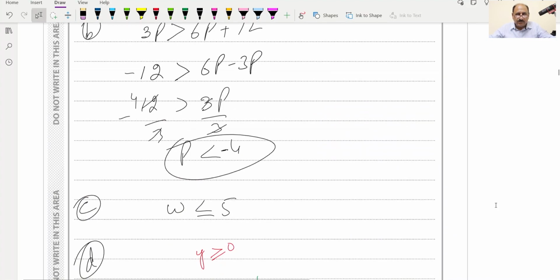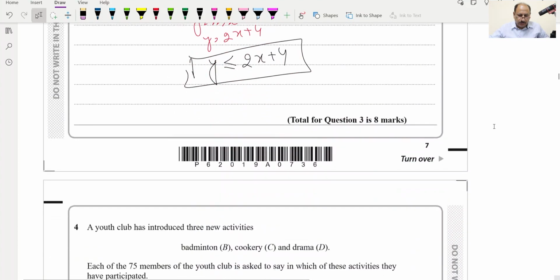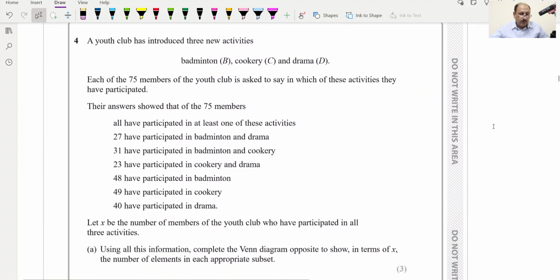So we are done with this question also. Now we can move to the next question, which is question number 4. Question number 4 says a youth club has introduced 3 new activities: badminton B, cookery C, and drama D. Each of the 75 members of the youth club is asked to say in which of these activities they have participated. Their answers showed that of the 75 members, all have participated in at least one of these activities.